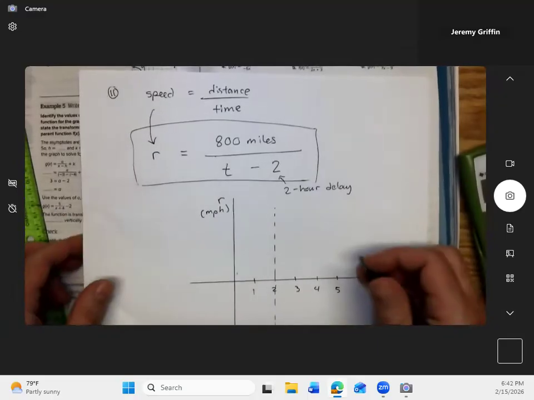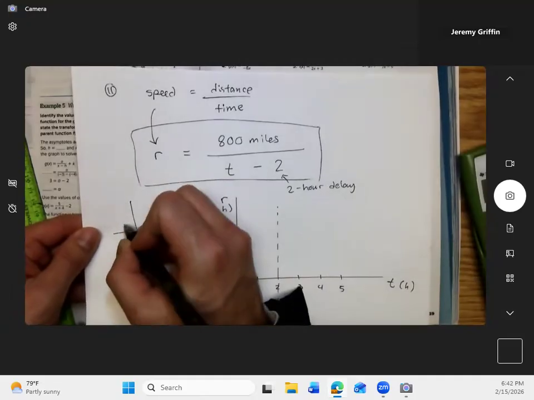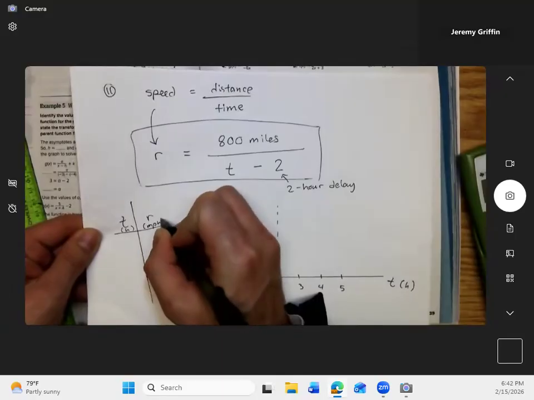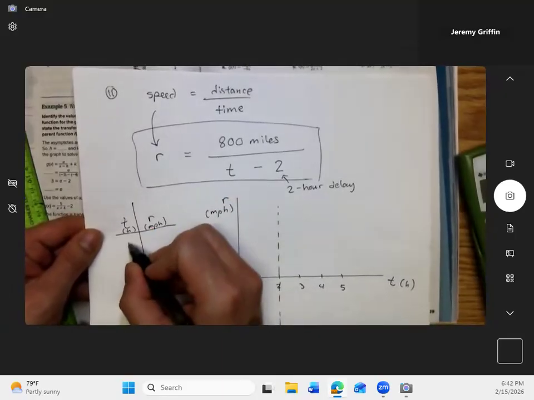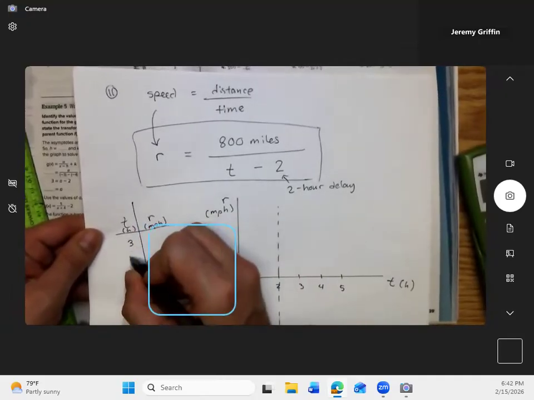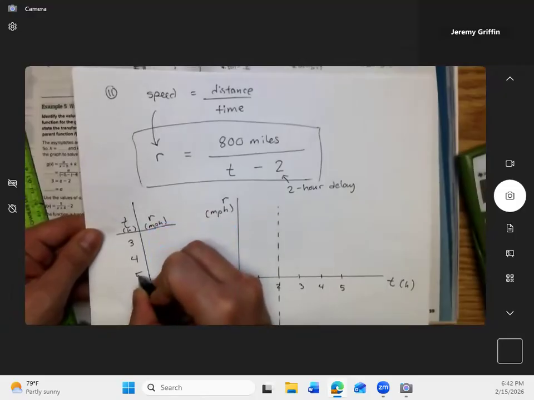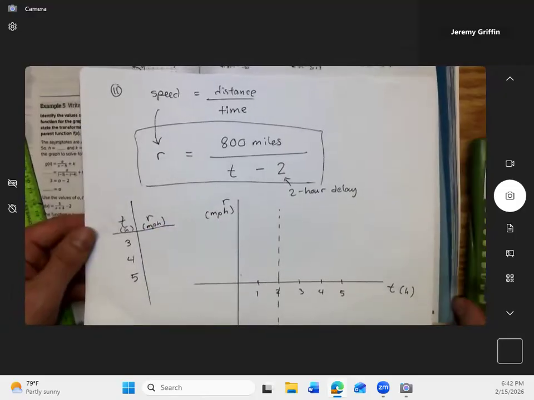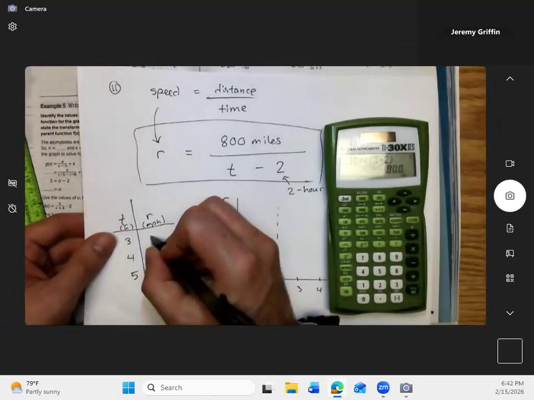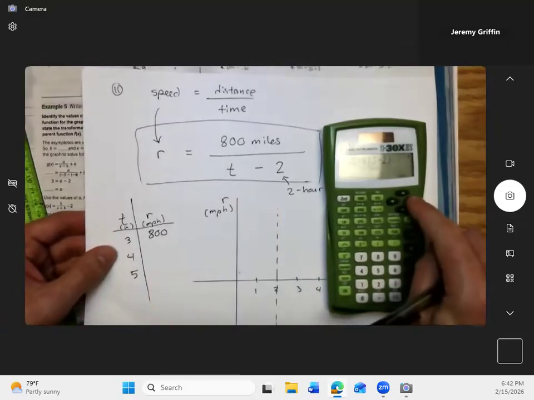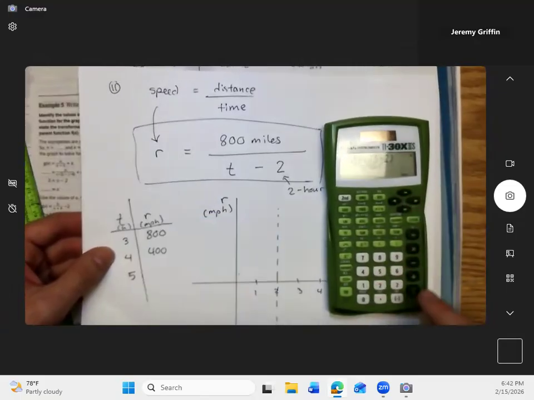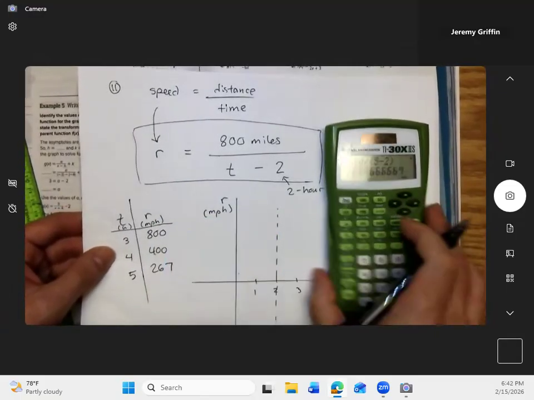All right. Let's get some values. Create a table: hours, miles per hour. What if the plane got there after hour number three, like 3 o'clock after noon, or 4 hours later, or 5 hours later? So if I plug in 800 over 3 minus 2, that gives me 800 miles per hour. If I plug in a 4 right here, I get 400 miles per hour. And a 5, I get 267 miles per hour.